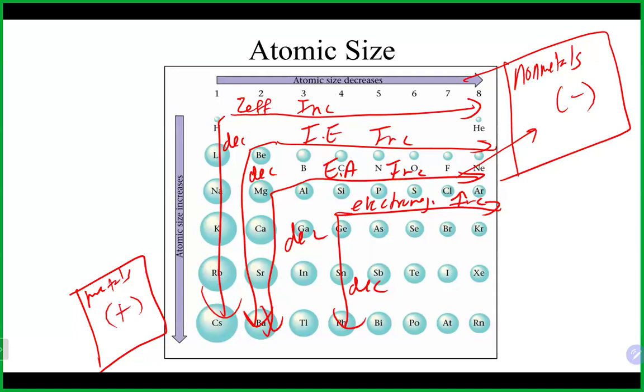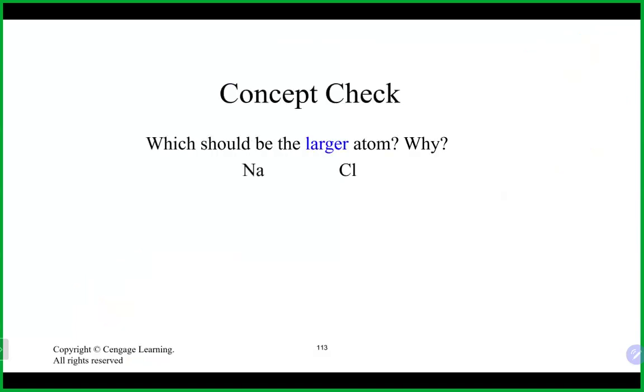Any questions on that? All right, so if we look at this, sodium and chlorine, which one's going to be larger? They are in the same row on the periodic table, which means our friend sodium should be the larger atom as it's further to the left. Which one should be the larger atom between lithium and cesium? These are actually in the same group, and cesium is further down in the group, which means it should be the larger atom in this case.